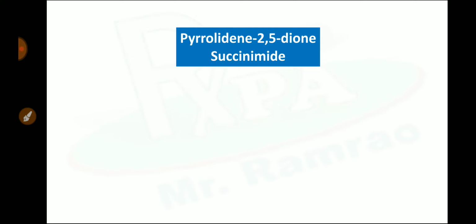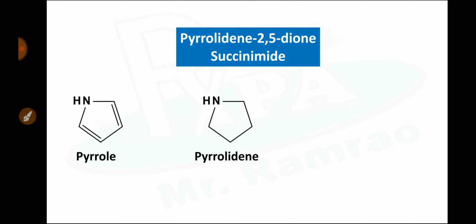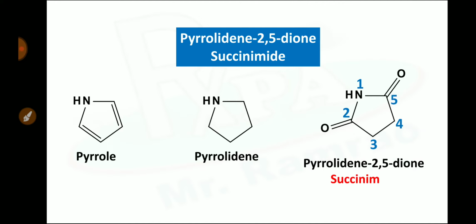Now we'll see the next class of molecules, pyrrolidine 2,5 diones, or they are more commonly called succinimide derivatives. First we'll see what is pyrrole. A 5-membered ring with one nitrogen is known as pyrrole, with 2 double bonds. If you reduce those 2 double bonds, it forms the pyrrolidine. And if you put 2 ketone groups, it forms the next molecule, which is known as pyrrolidine 2,5 dione, more commonly known as succinimide.